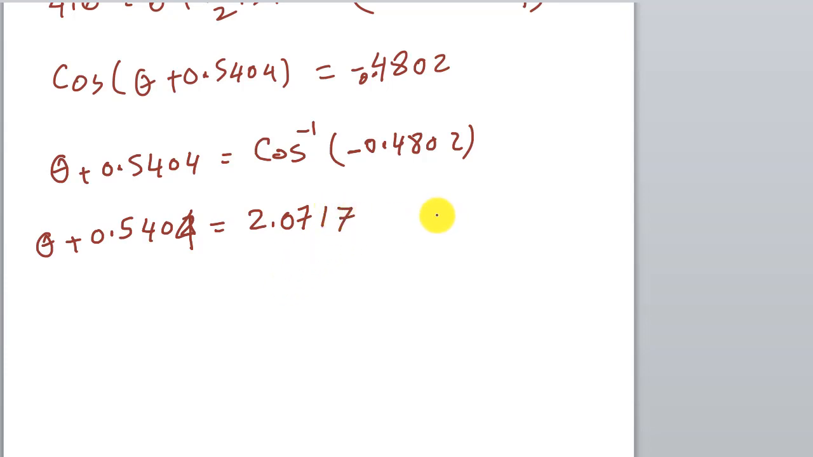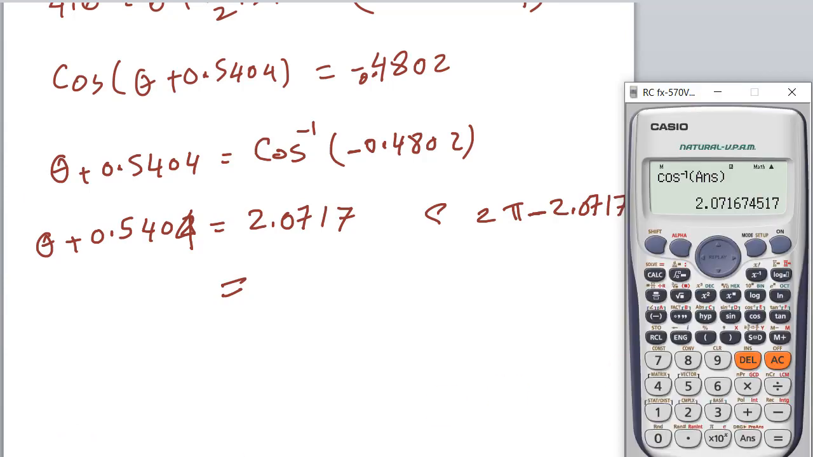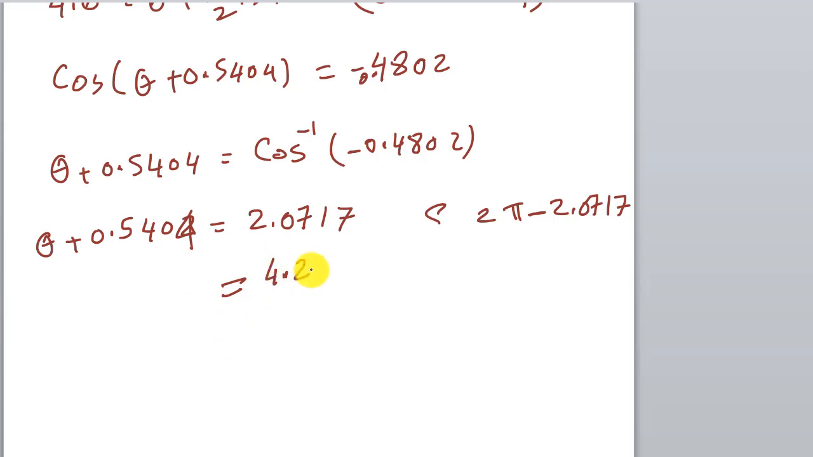2.0717. And we know that 2 pi minus 2.0717 will give us again the cosine. So we have 2 pi minus the answer, so 4.2115.